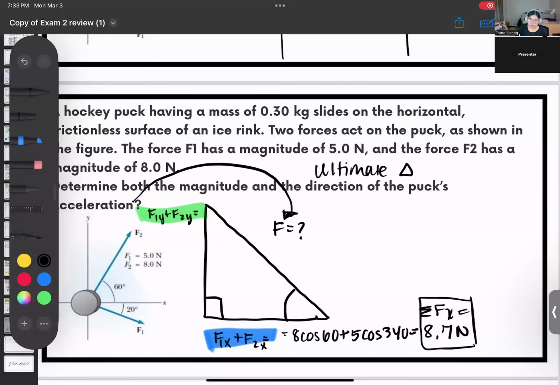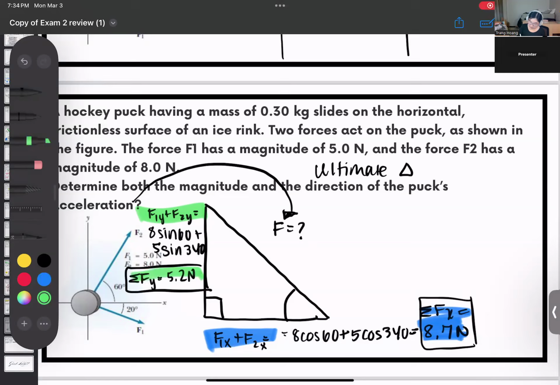Same here, for the y, okay? You do 8 sine 60 plus 5 sine 340. This is going to get you the sum of Fy, force in the y direction, is equal to 5.2 newtons, okay? Crazy, right? So I hope it makes sense. I hope that based off of what we've been doing, this makes sense. So all we gotta do to find that big force, we gotta find the resultant, right? So that means we got to use Pythagorean.